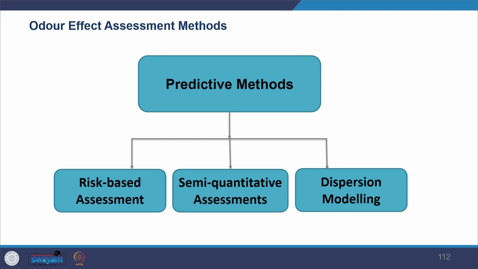You can have other semi-quantitative assessment. So you can use the screening models or lookup tables to predict the order concentration. So you might see what is the scenario here and compare. And then third is the dispersion modeling, whereby order concentrations are predicted and compared to the benchmark values. So what are the accepted values, you compare with that.